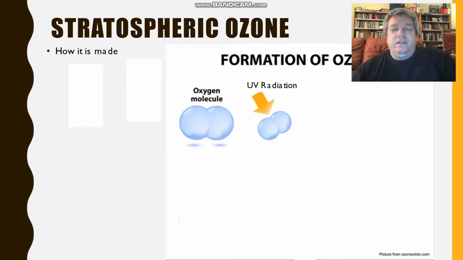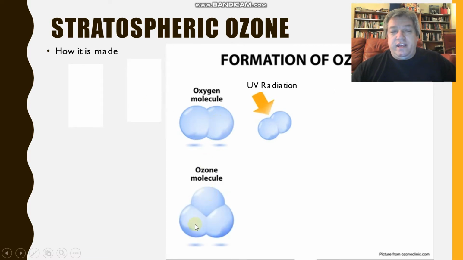And ozone is really nothing more than 3 atoms of oxygen bonded together. Now, the thing about oxygen is it likes to stick to other atoms, especially other atoms of oxygen. So you rarely find one atom of oxygen. They're usually bound together in 2 in a molecule. And ozone is actually 3. And how do we get there?